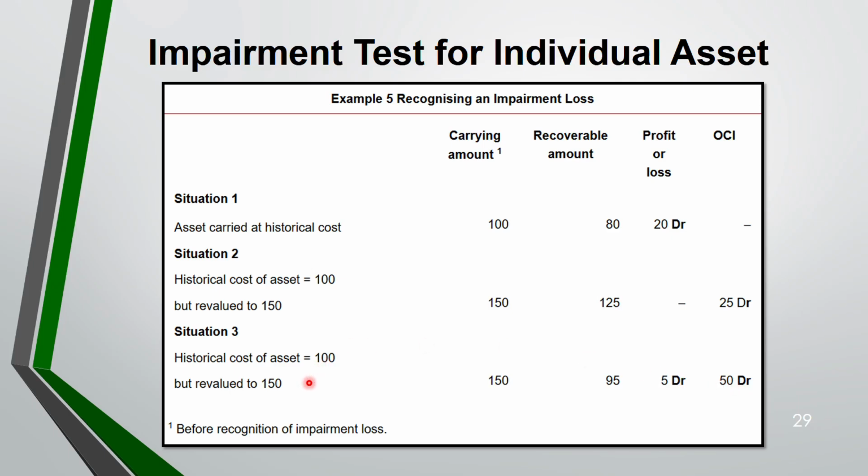So if we check the revaluation amount, that is the difference between 100 and 150. So only the 50, only the revaluation, will go to OCI. Okay. So if you compare 150 with 95, the difference is 55. But out of that 55, when you compare the historical cost 100 with the recoverable amount, it's 5. So that 5 will go to P&L and the balance 50 out of 55 will go to OCI, because it's a revalued amount that has been impaired.